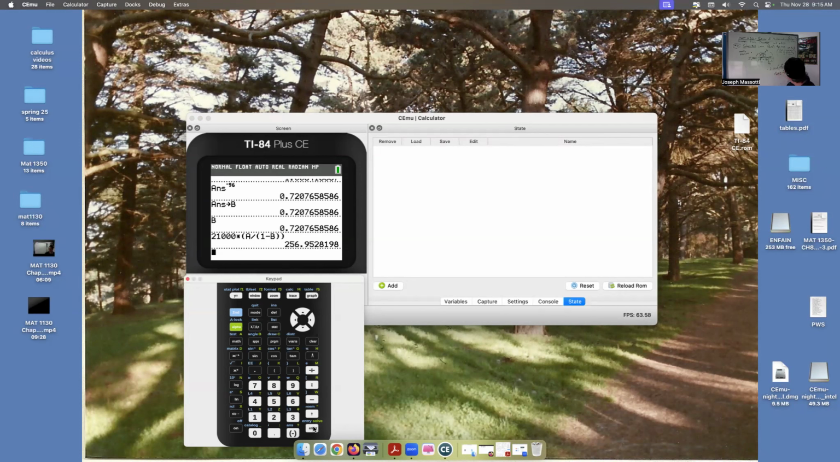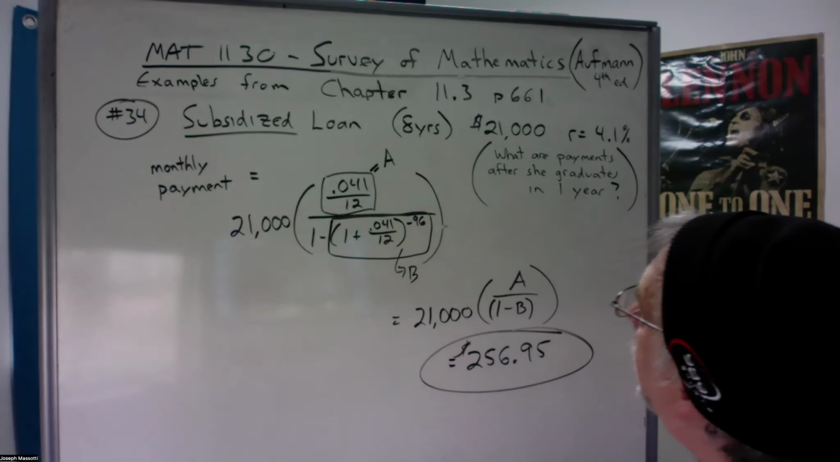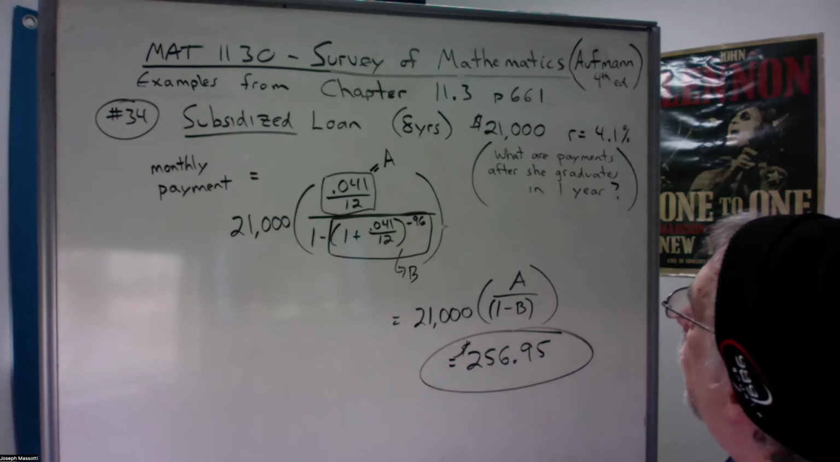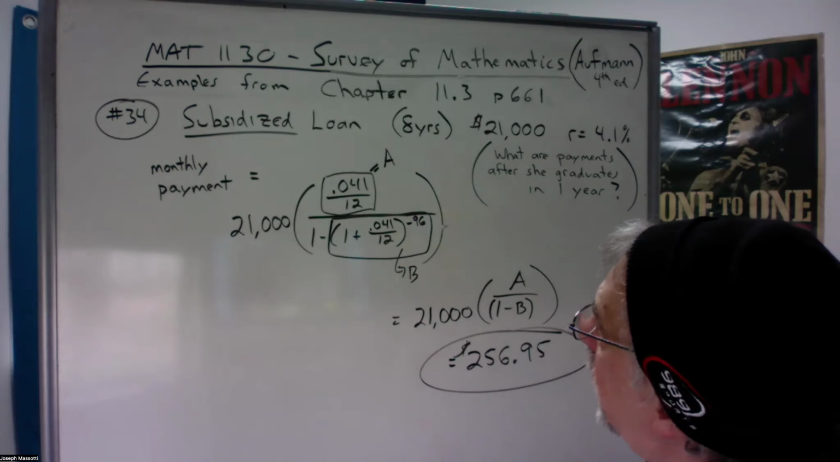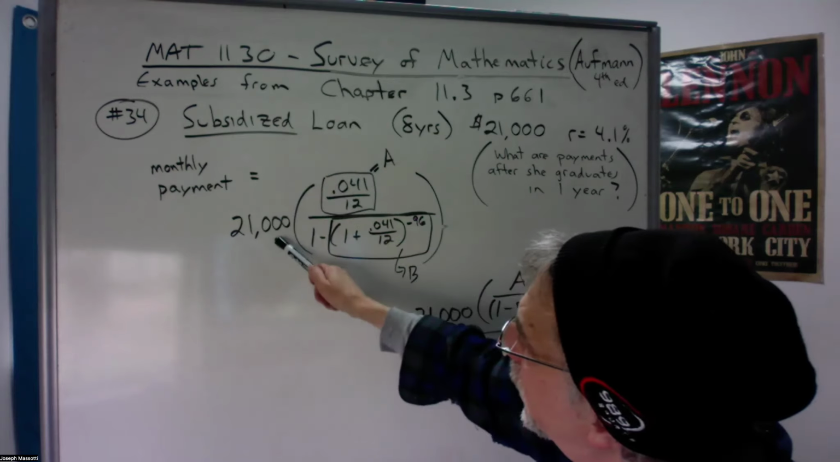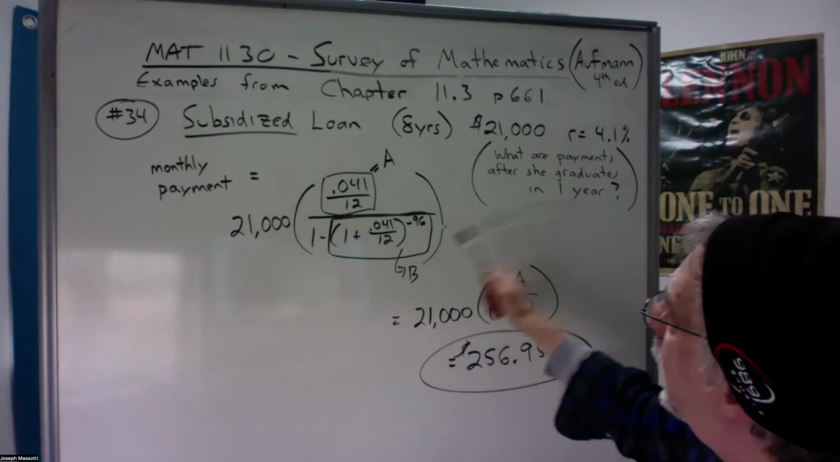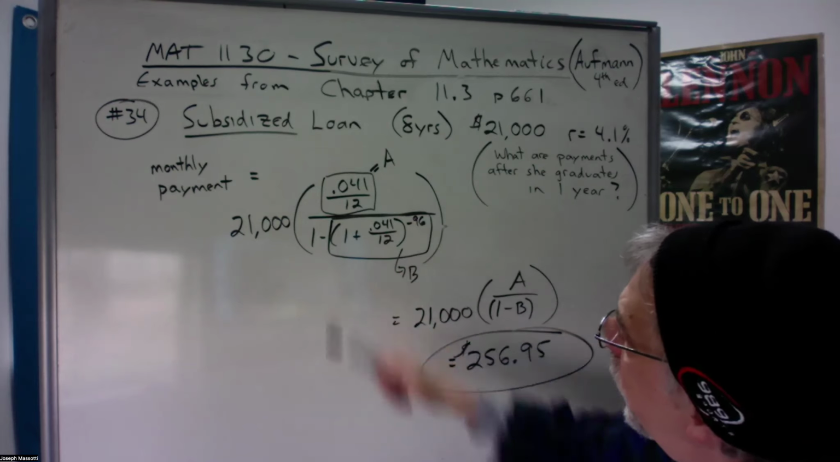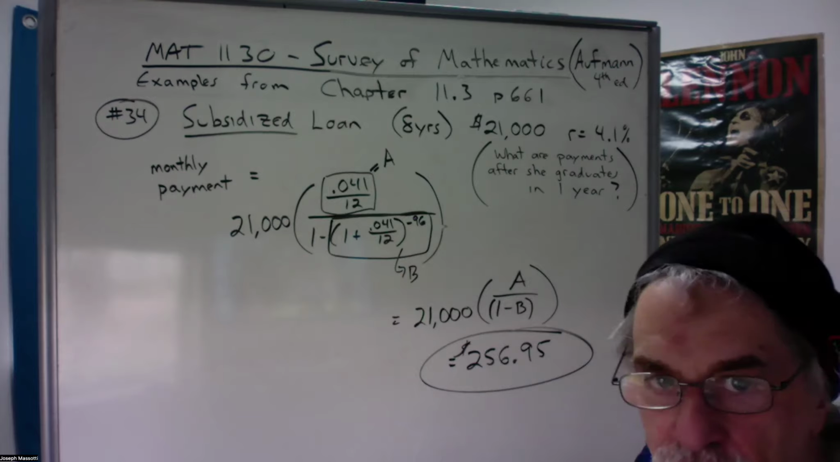And that is your answer for number 34. So subsidized loan, 8 years, $21,000, 4.1% after 1 year. So it's going to take her 8 years. It does not increase because it's subsidized, so the total amount doesn't change after that 1 year. We plug in all the values into our monthly payment formula, and we come up with our answer of $256.95.